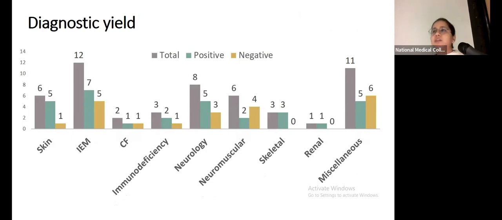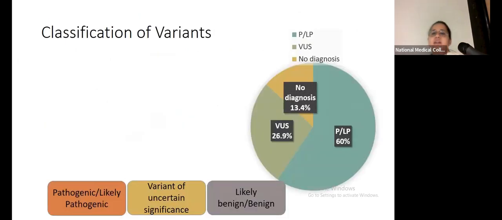We had a good diagnostic yield in disorders which are easily diagnosable, that is skin disorders and inborn errors of metabolism, but we had a comparatively low yield in neuromuscular disorders. Skeletal again, because it's an easily diagnosable entity, we had a very good yield in this. And this actually corroborated with the literature studies that we did. So let's look at the classification of the variants.